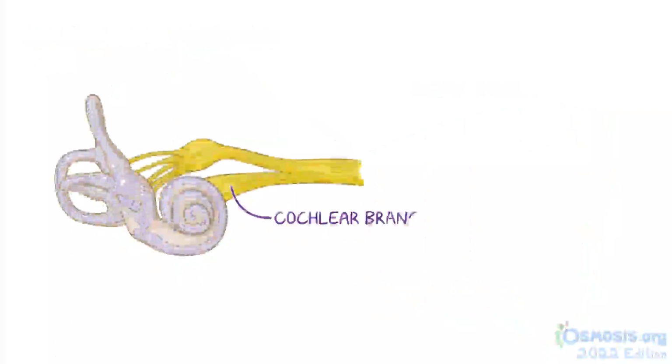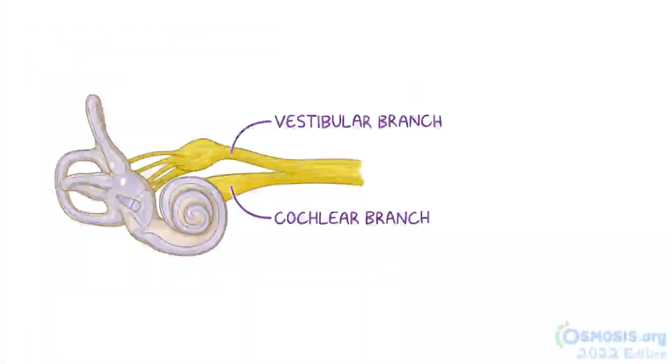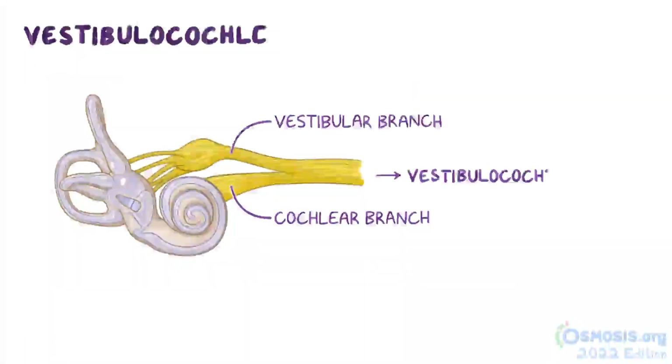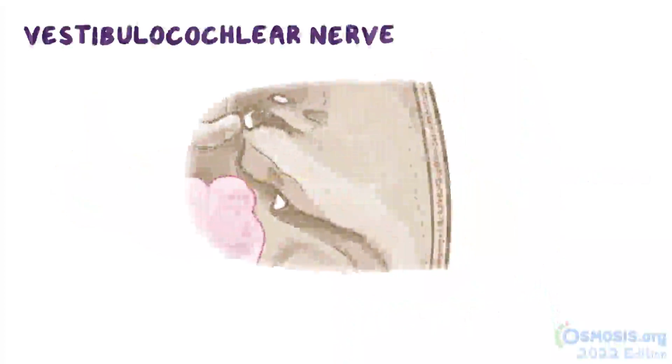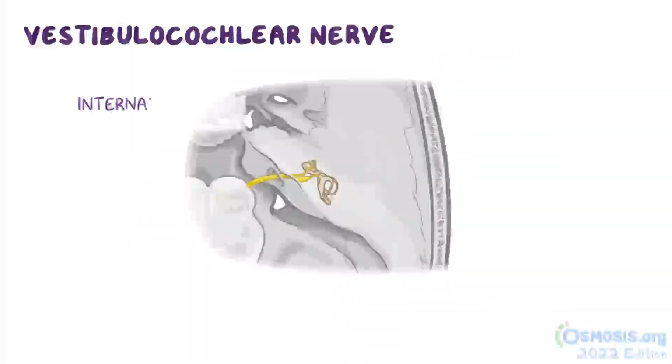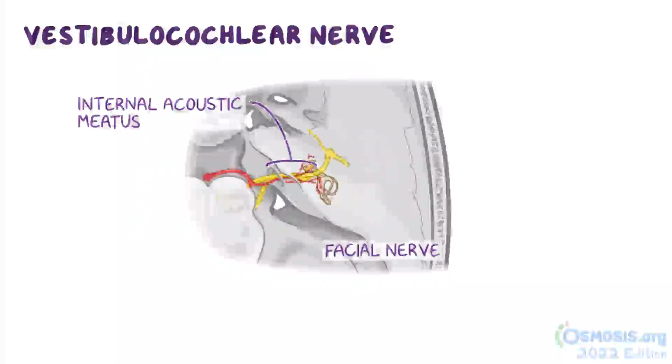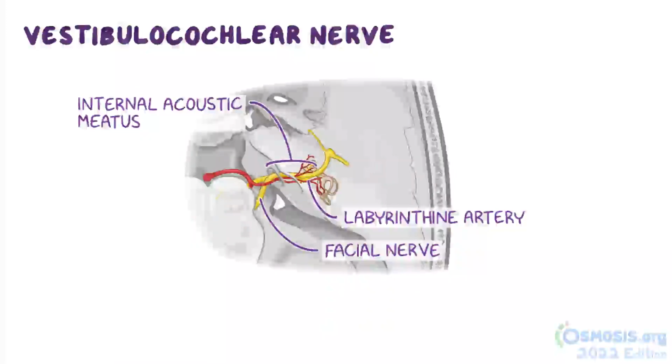The cochlear branch and the vestibular branch come together to form the vestibulocochlear nerve. The nerve then travels through the internal acoustic meatus, where it is accompanied by the facial nerve and the labyrinthine artery. The vestibulocochlear nerve exits the internal acoustic meatus into the posterior cranial fossa and enters the brainstem.